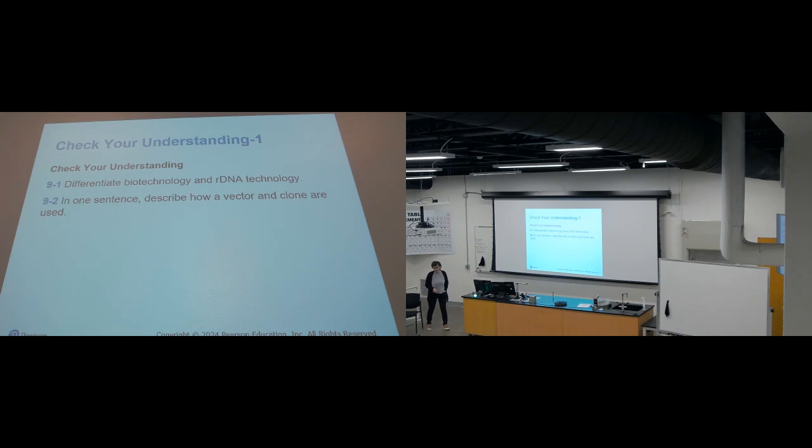Okay, so what is the difference between biotechnology and rDNA technology? Biotechnology is the use of microorganisms or cells and their components to make an end product. And rDNA is the modification of genes to make specific proteins or products. So this is a branch of biotechnology, and it is used to make proteins.